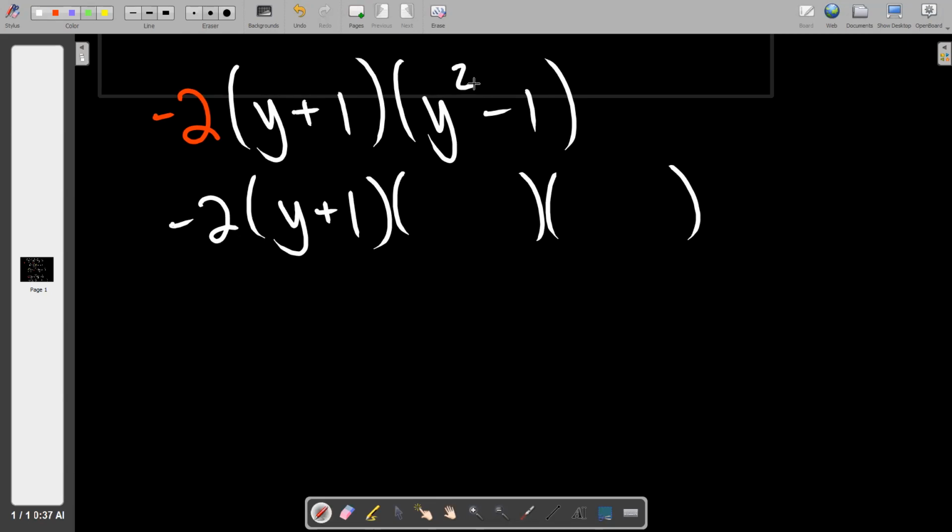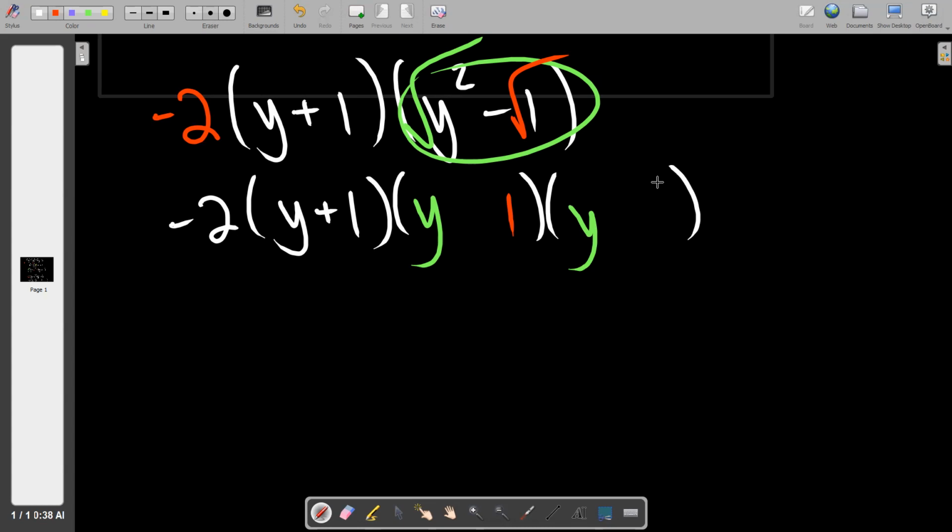Let me ask this a different way. So how do we factor this? We square root y squared, which is y. We square root 1, which is 1. And then we just copy those over. So one of them gets y plus 1, one of them gets y minus 1, and at that point, the problem is over. Now we can hit full send.